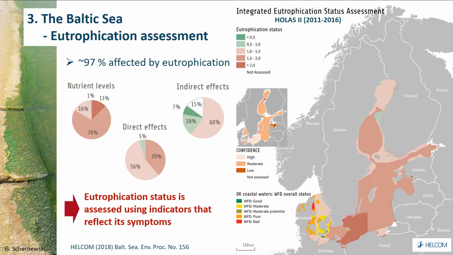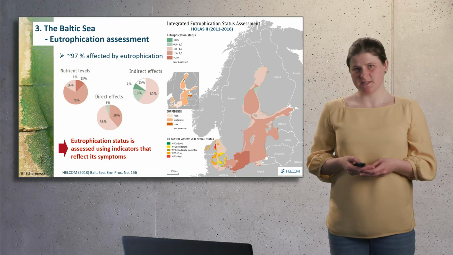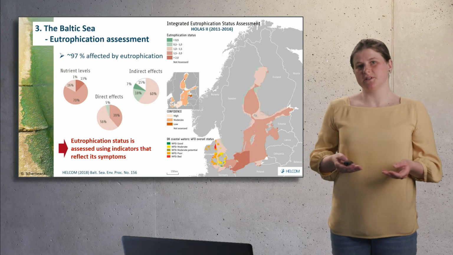As can be seen in the map, the Baltic Sea is divided into different subbasins, which is done to account for different conditions in, for example, biology or hydrology. And, as can be seen again by the dominating red colors in the map, in terms of eutrophication, about 97% of the Baltic Sea area is rated to be in a poor condition.